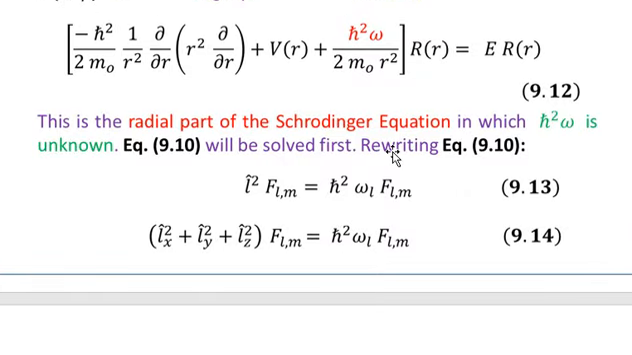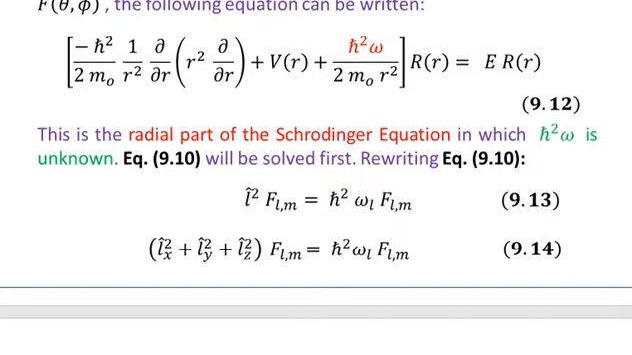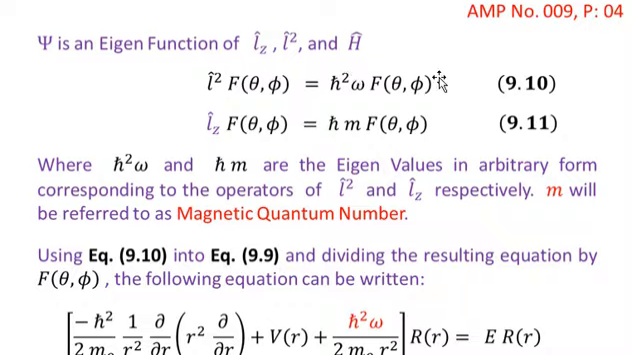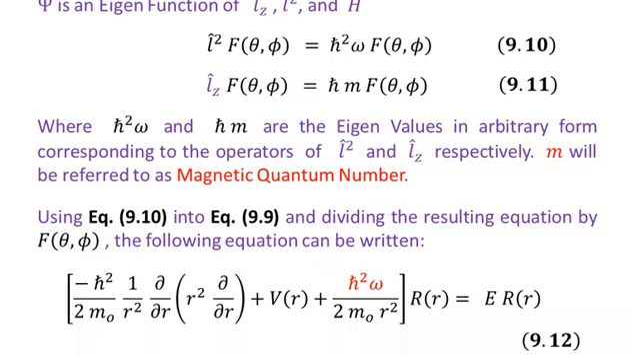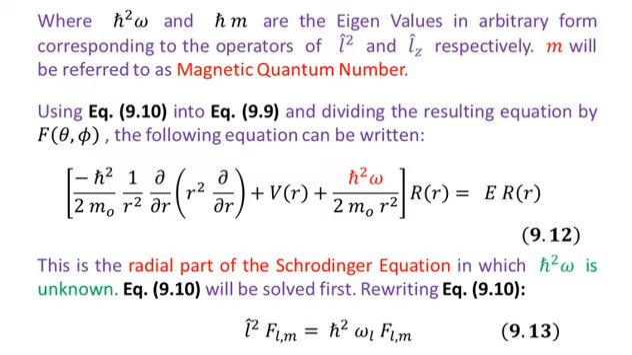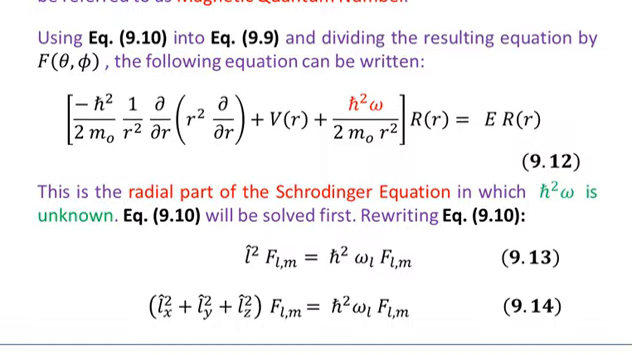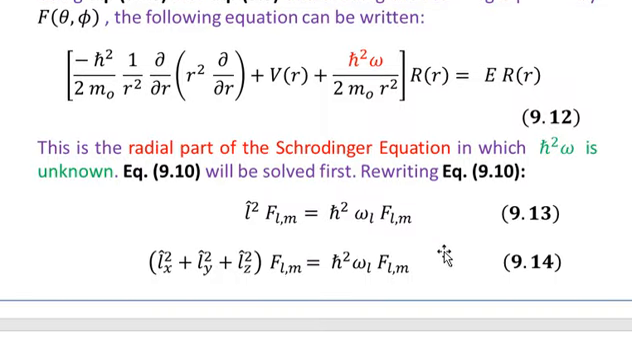This is the radial part of the Schrodinger equation, in which h bar square omega is unknown. So equation number 9.10 will be solved first. If we solve this equation, then we would be able to find out the value of omega. So before we solve the radial part of the equation of the problem, let's first of all solve equation number 9.10. And I have written this equation as equation number 9.13.